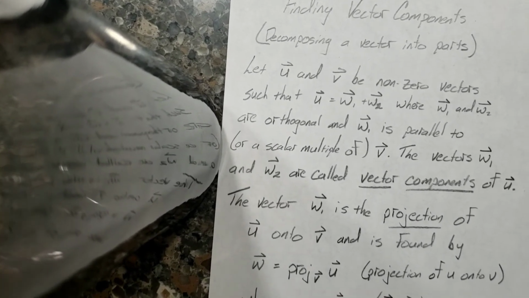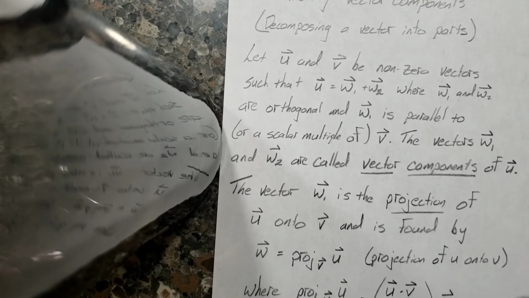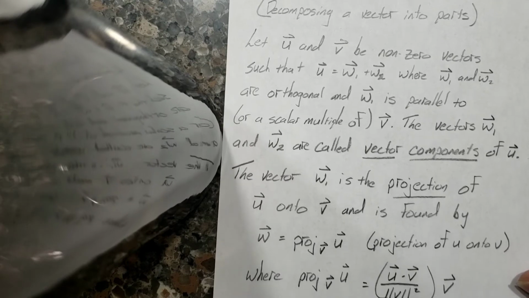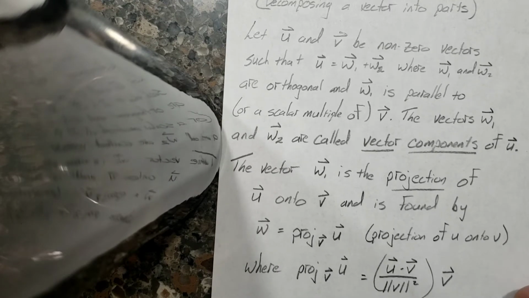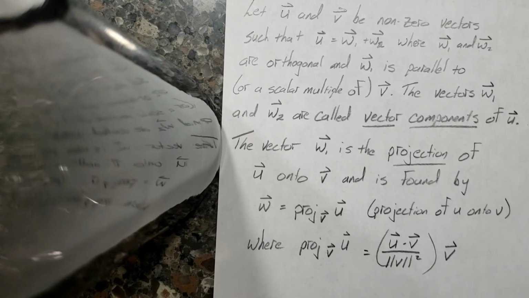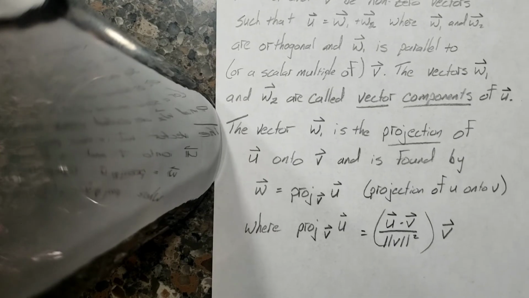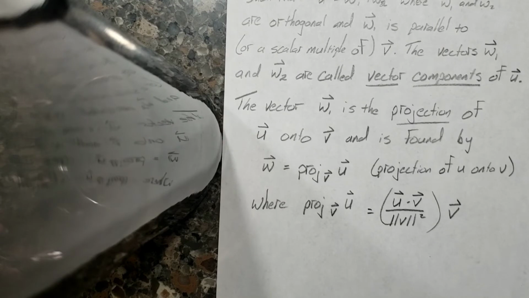Let u and v be non-zero vectors such that u is w1 plus w2, where w1 and w2 are orthogonal, and w1 is parallel to, or a scalar multiple of, v. The vectors w1 and w2 are called vector components of u. And the vector w1 is the projection of u onto v, and is found by w1 equals a projection. That's how you would say projection of u onto v.